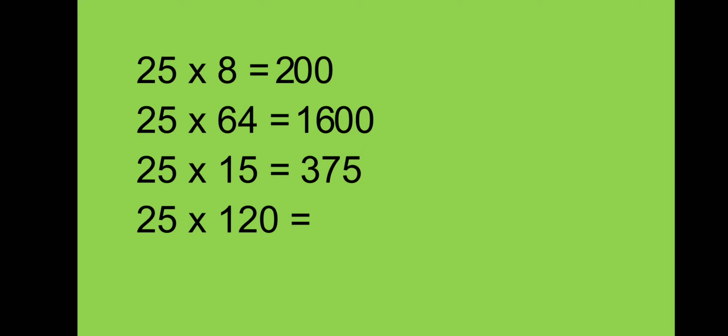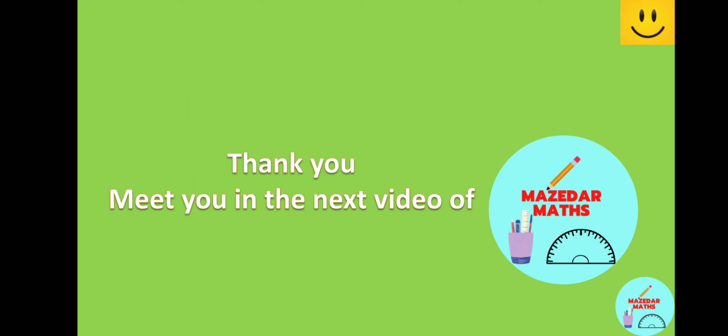25 into 120. If we divide by 4, we get 30. So then add up 2 zeros. Okay, so these are the tips and tricks about multiplication.